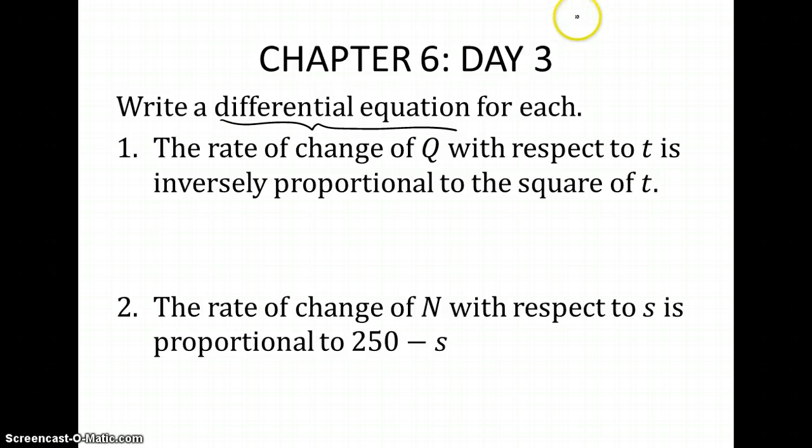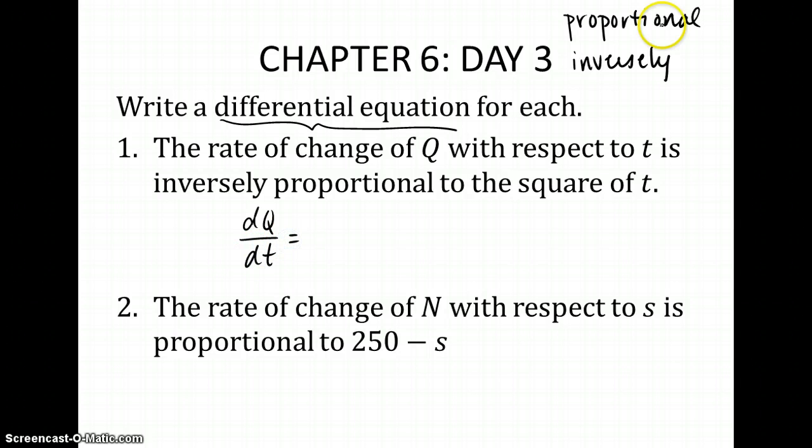So if you remember from Algebra 2, when you solved these, two variables were either proportional or inversely proportional, inversely related. Rate of change, that represents our derivative. So the rate of change of Q with respect to T, if two things were proportional, then we multiplied the proportionality constant. If they were inversely proportional, then we divided. So now instead of relating a function and a variable, we're relating the derivative and that variable. So inversely proportional to the square of T.